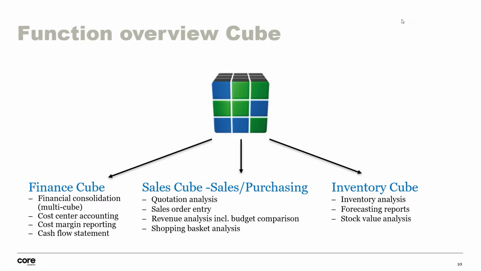Next, the function overview of the Cube. I mentioned earlier that there are several kinds of cubes. Those are the 3 different kinds of cubes that are available. There is a finance cube, there is a sales cube with a sales and purchasing part or module, and then the inventory cube. Also, you can have all of them as a single product or as a bundle, the cube bundle. And you can see here below each cube what is, as an example, available there, like cash flow statement report, cost margin reporting.